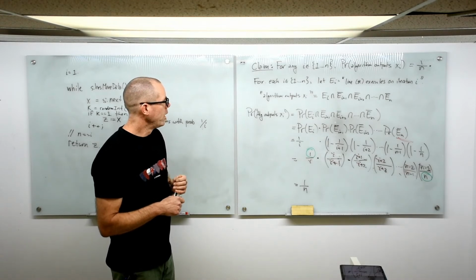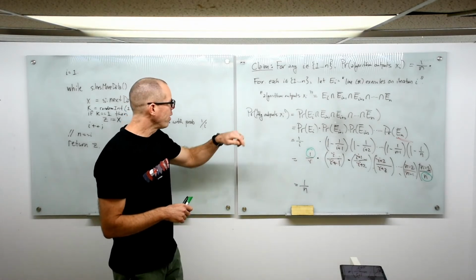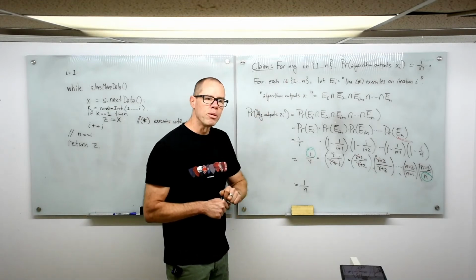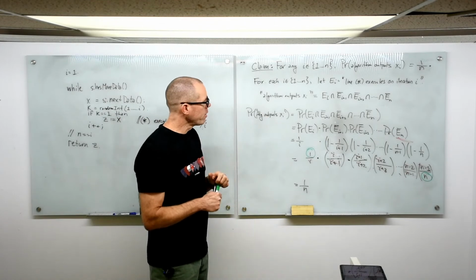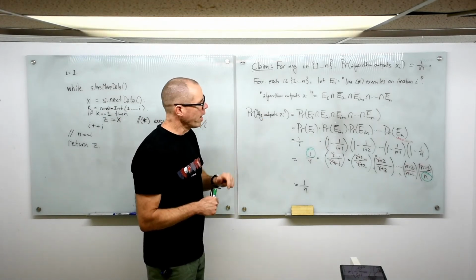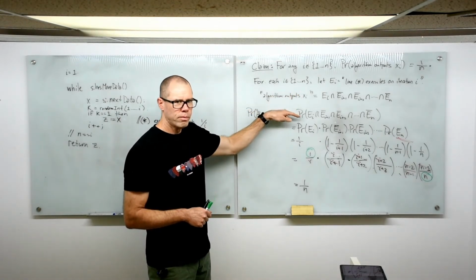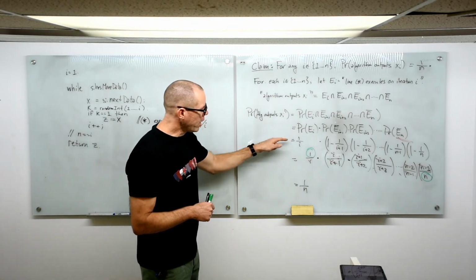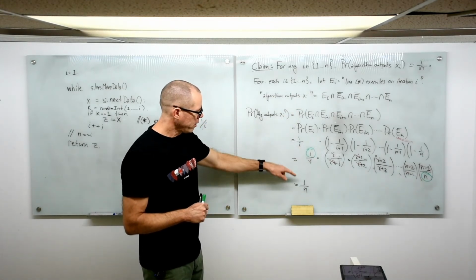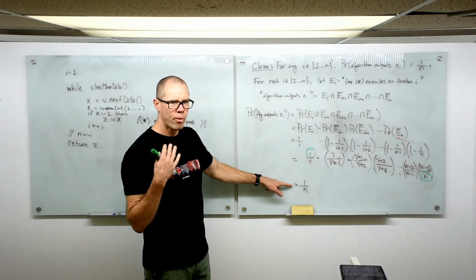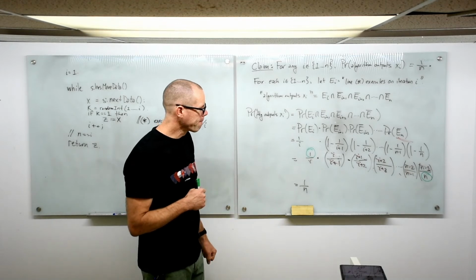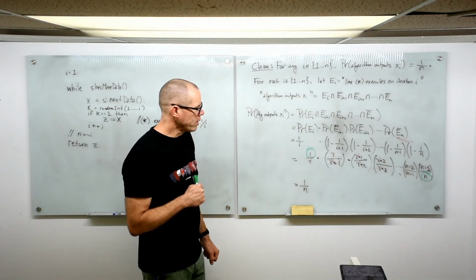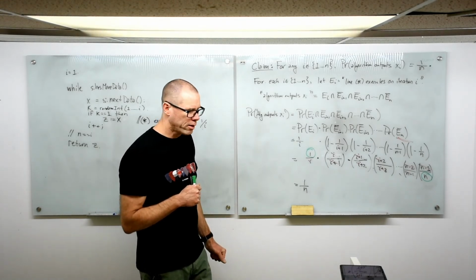So, no matter which value of I you're asking me about, what is the probability that the algorithm outputs xi? Well, we just compute it exactly this way, and we realize it doesn't depend on I. It's 1 over n. It doesn't matter what value of I you've picked. Okay? Which is kind of remarkable, actually, right?